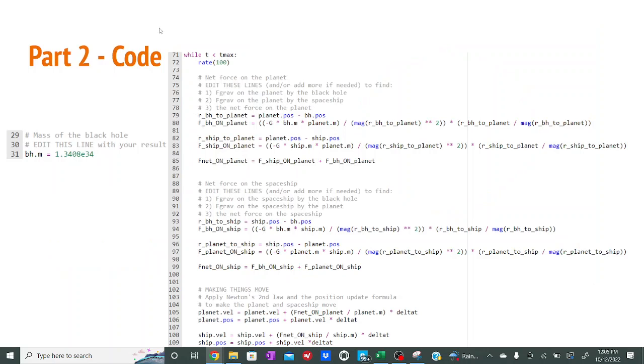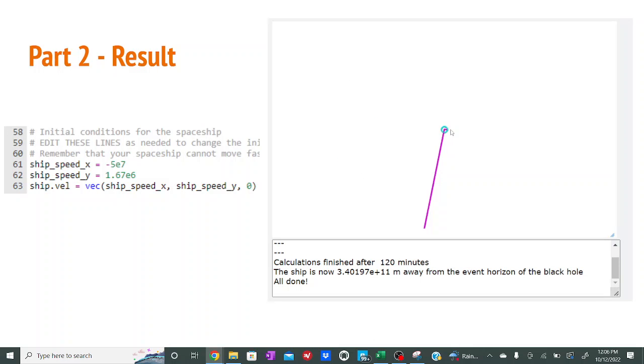For part 2, in our code, we put the mass of our black hole in right here on the left. On the right, I'm showing that I used all of the data to find the force of gravity on the planet from the ship and from the black hole, and on the ship from the planet and the black hole as well. Using those, I was able to create this, which shows my model of the ship going to the black hole but not getting sucked in.